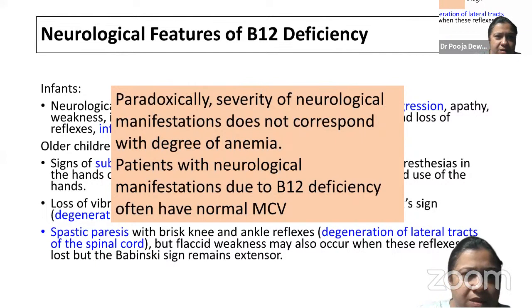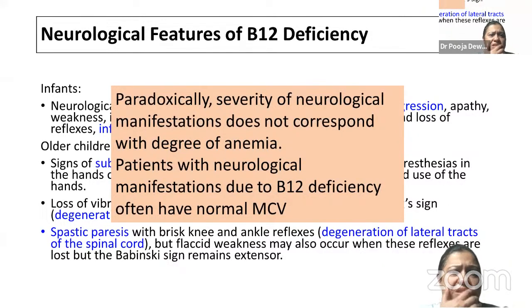I think in this mode, it is not coming like an animation. Dr. Ajay, I would like to remove this, or I'll just go on with the slide.